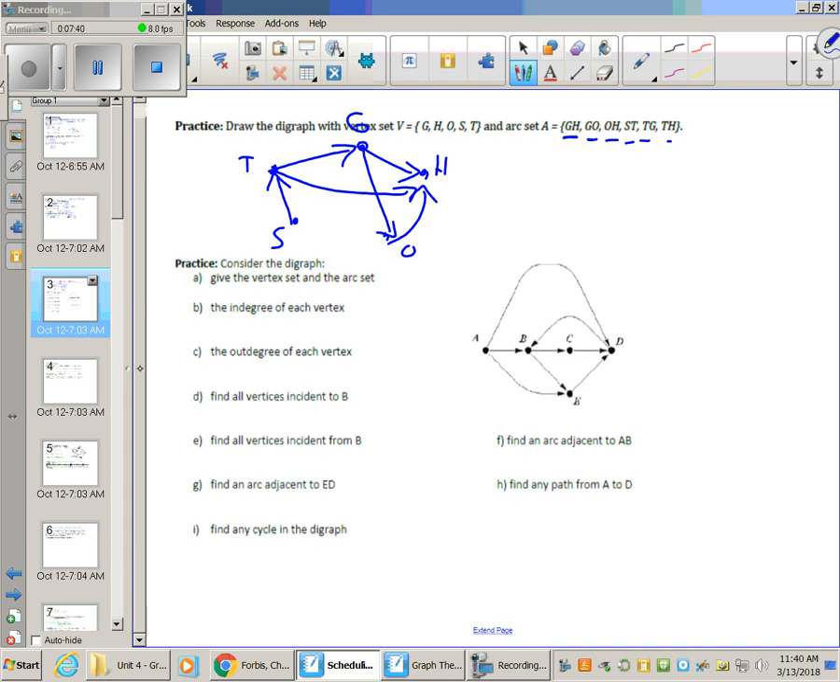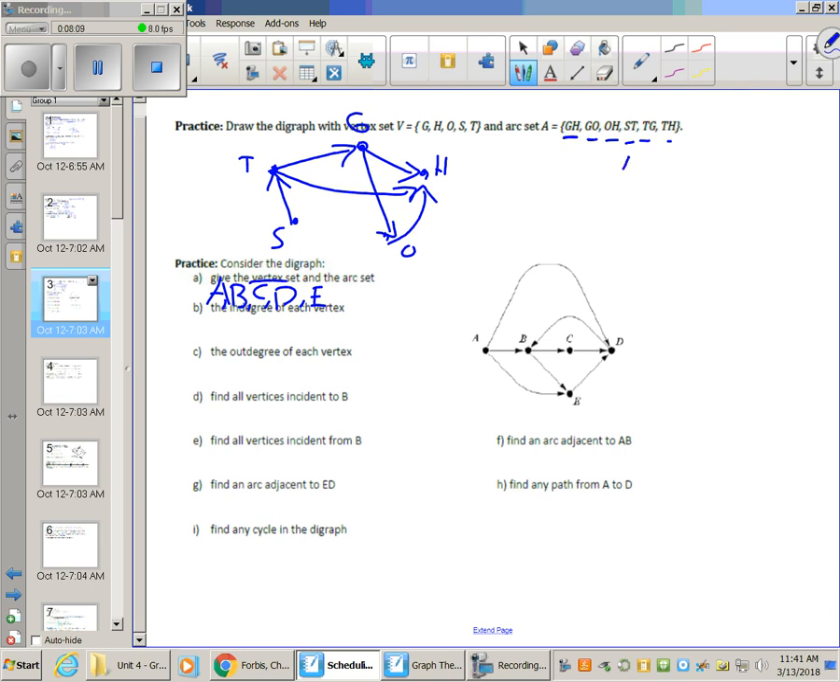The next example on this slide is pretty much identical to what you're going to see in the text. I will ask all sorts of these questions. All right, like A and B, or A, give the vertex set and the arc set. That should be given. Okay, the vertex set is just listing all of the vertices. A, B, C, D, and E. There you go. So there's the vertex set.